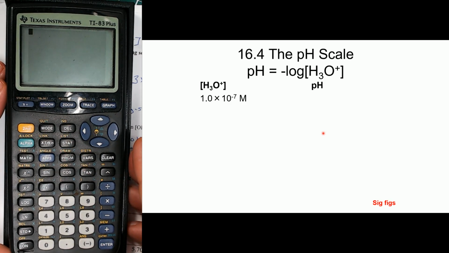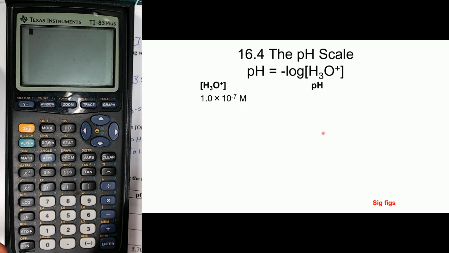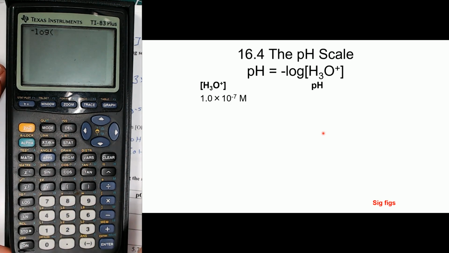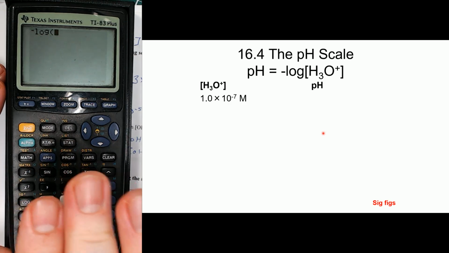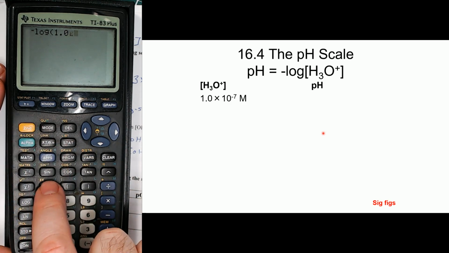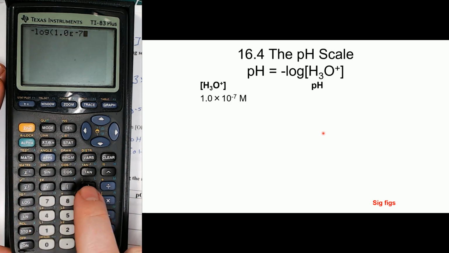So 1.0 times 10 to the negative 7. So to take the negative log of that, you'll put negative log. Make sure you choose log base 10 and not natural log. If you choose natural log, you're going to get a very different answer, and we don't want that. So the negative log of 1.0 times 10 to the negative 7.